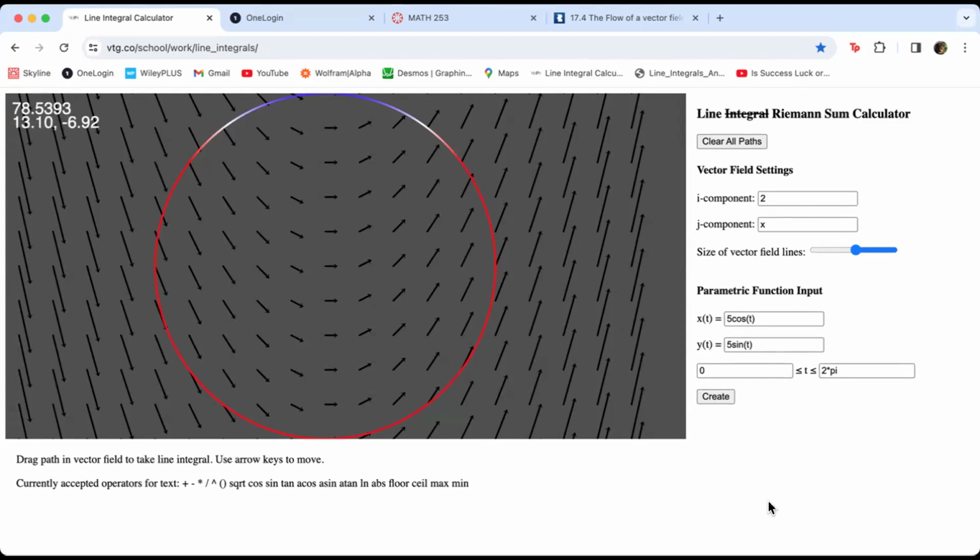78.5393. That's 25 pi. So notice what we're integrating is the vector field 2i plus xj, and the curve over which we're integrating is 5 cosine t, 5 sine t, from 0 to 2 pi. What we're visualizing on this graph, notice that all this red down here, that is where the dot product is positive. So that's all that positive stuff.